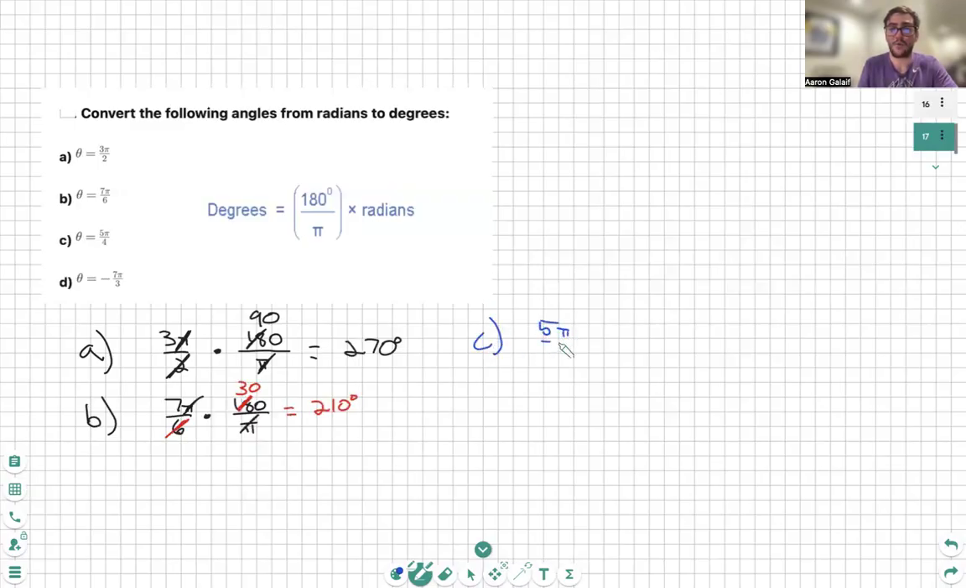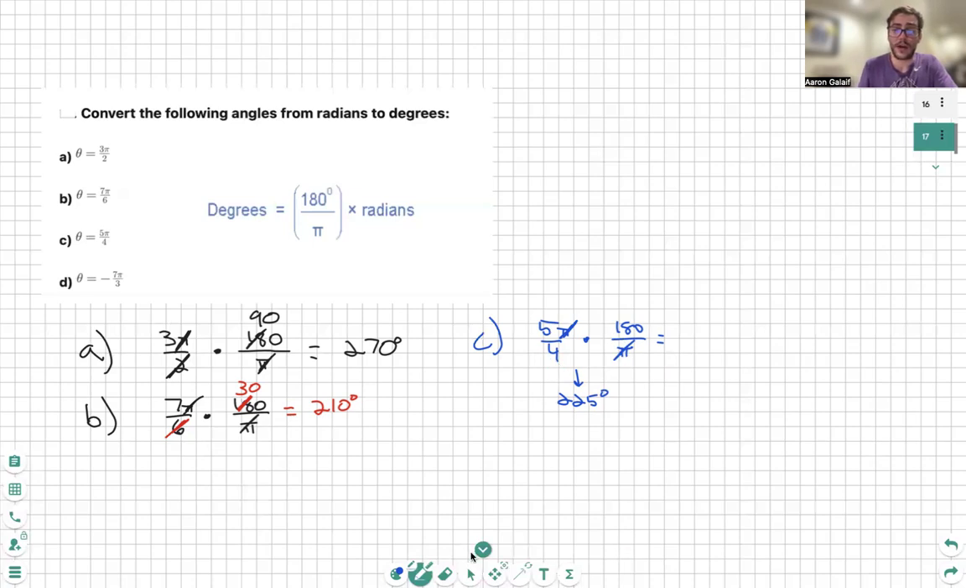5 pi over 4 times 180 over pi. When we plug this into the calculator, cross out the pi's first. Then you will just take 5 over 4 times 180. Plugging that into a calculator, we get 225 degrees. Well, let's double check that as we do this by hand.